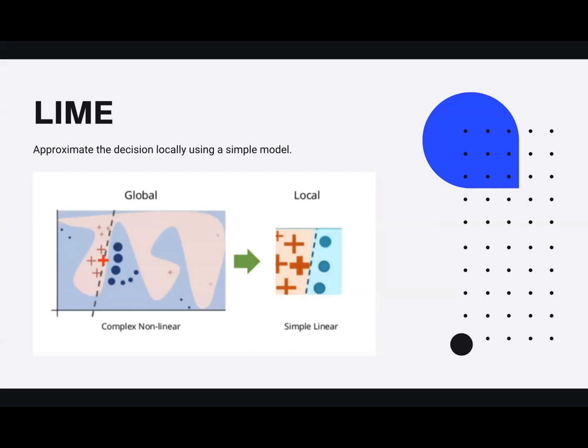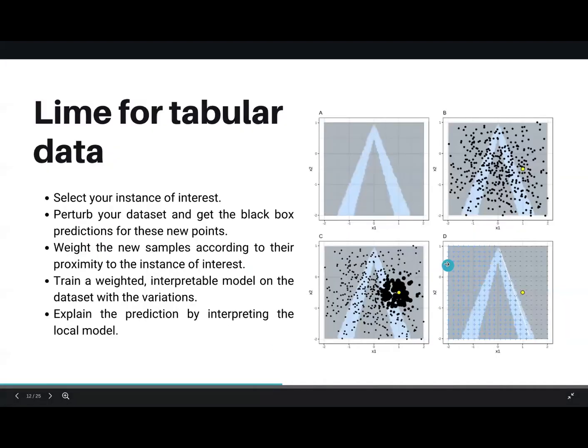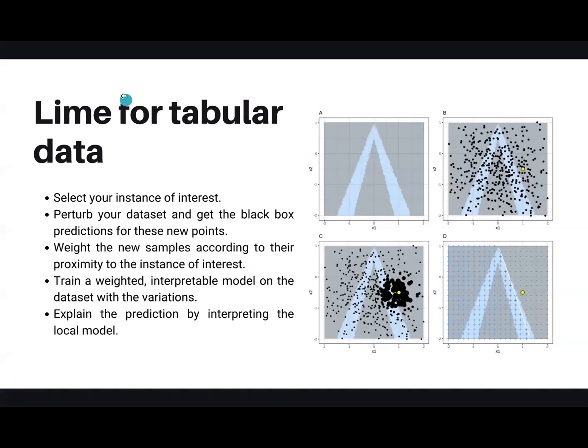The thing about linear regression or logistic regression is that they are very simple models, so you can easily interpret them. So what we're doing here is, instead of interpreting the global nonlinear complex model, the third level of local interpretability, we just train a very small linear model locally and interpret that. We interpret that simple linear model that is trained extremely locally. So let's talk about it again.